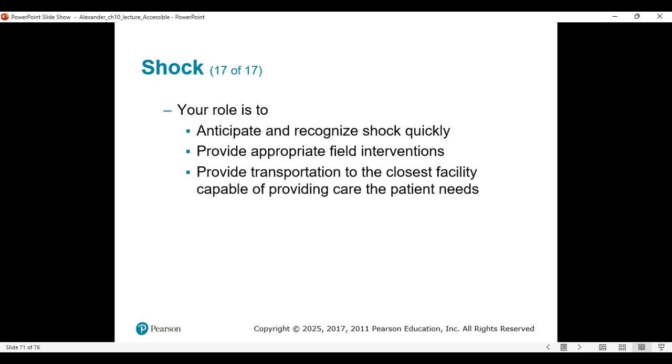Your role is to anticipate and recognize shock quickly, provide the field interventions. Remember, going back to our BLS, position, oxygen, cover them up. And as they're advanced, we're going to cardiac monitor, IV, fluid replacement. Maybe intubate if need be. And we're going to transport to the closest facility to take care of this patient.